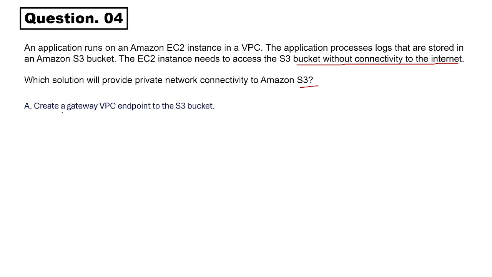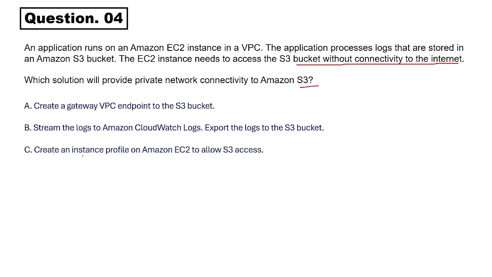Here are the options. Option A, create a gateway VPC endpoint to the S3 bucket. Option B, stream the logs to Amazon CloudWatch Logs. Export the logs to the S3 bucket. Option C, create an instance profile on the Amazon EC2 instance to allow S3 access. Option D, create an Amazon API Gateway with a private link to access the S3 endpoint. These are the options. Take your time to guess the correct one.